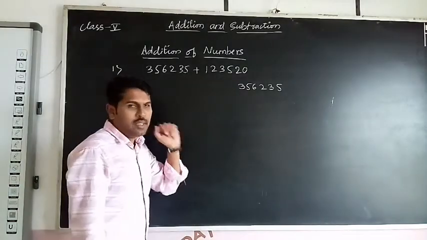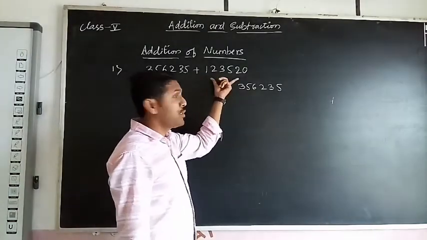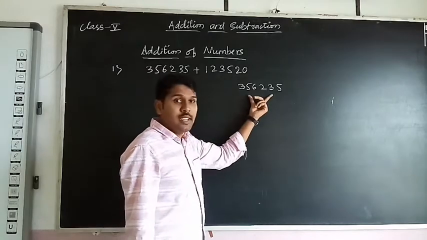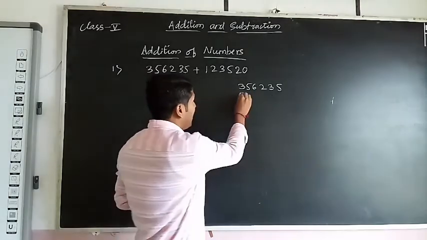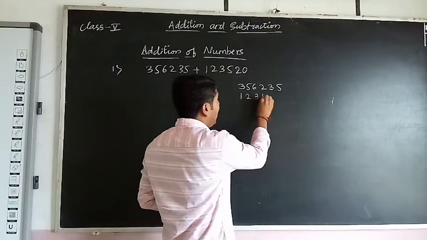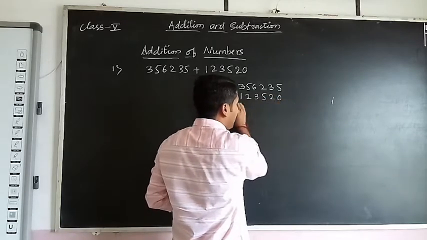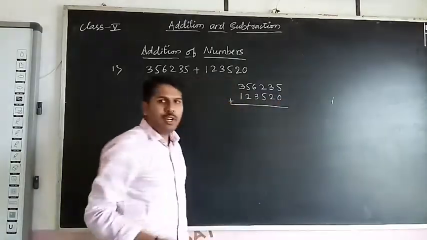Okay. This is one number and another number. Here also 6 digits are there. Here also 6 digits are there. So write down the number 1, 2, 3, 5, 2, 0. Add it. So how to add the number?